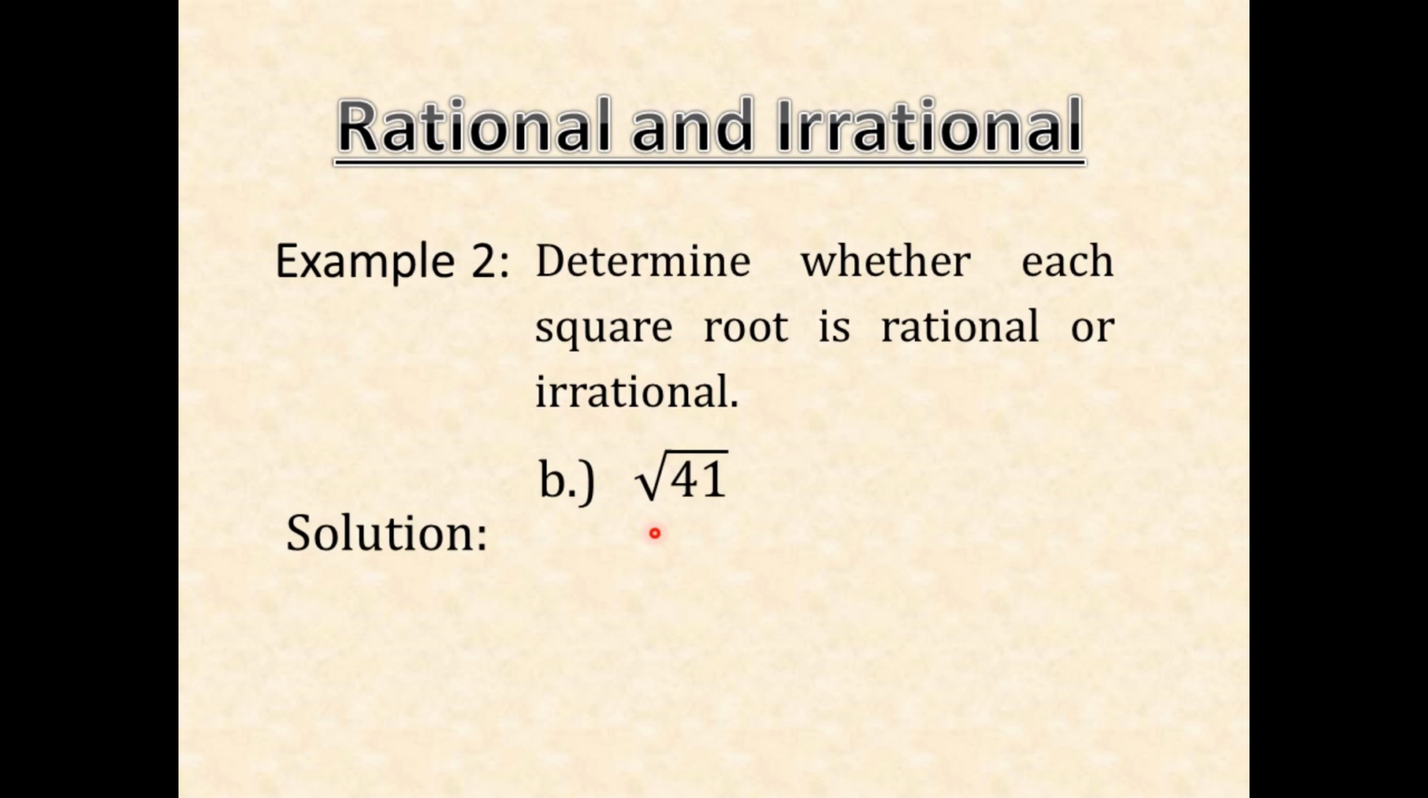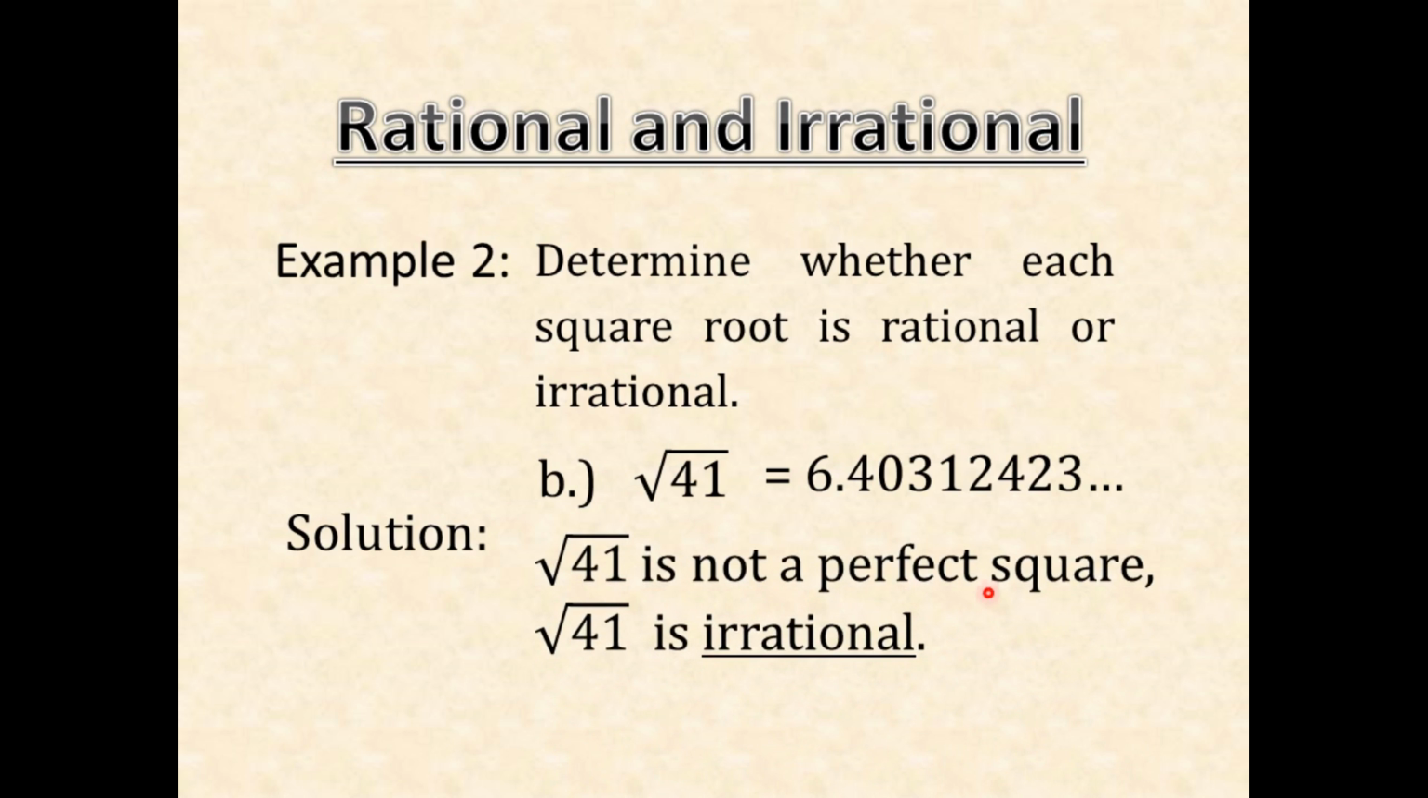Next, we have the square root of 41. When we extract the square root of 41, it gives us a value equal to 6.4031243 and so on. Meaning the decimal numbers are non-terminating, so there is no ending. This means that 41 is not a perfect square number. Therefore, since it is not a perfect square, the square root of 41 is irrational. Alright?